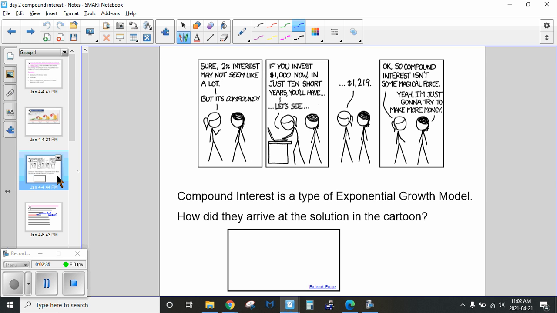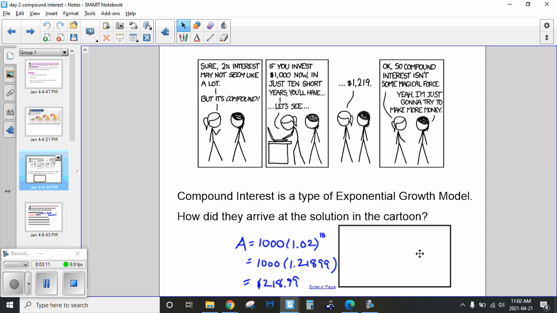Here's a little cartoon. If you want to pause and read it, I welcome you to. The idea is that it's like an interest question, so calculating an amount of money. So do pause it, have a quick read, and then we are going to answer that question. Okay, so the question there is, how do they arrive at the solution in the cartoon? How do they end up with $1,219 using $1,000 principal and 2% interest? So I'm just going to uncover what that answer is, the solution.